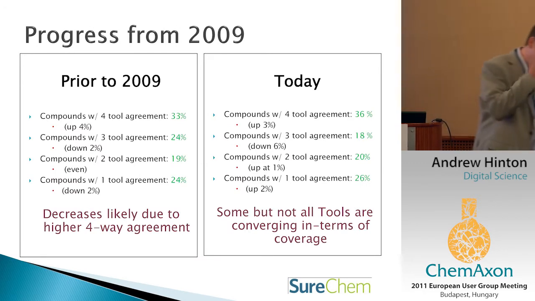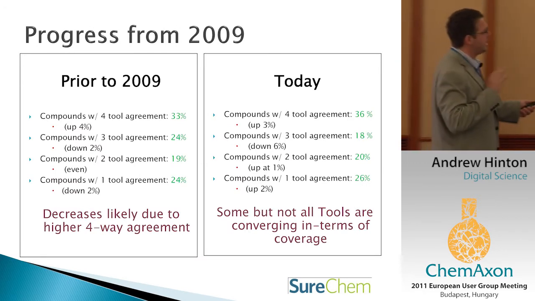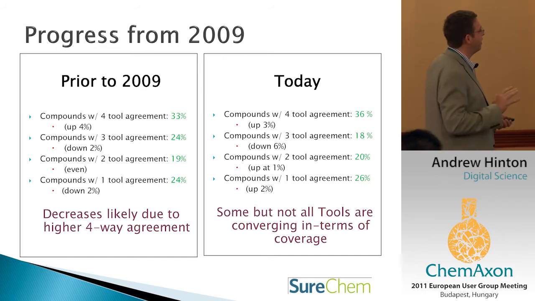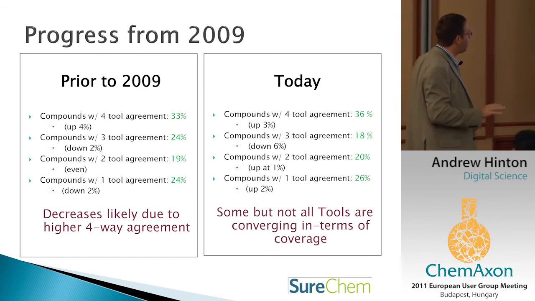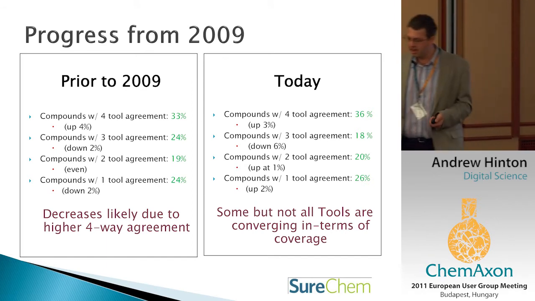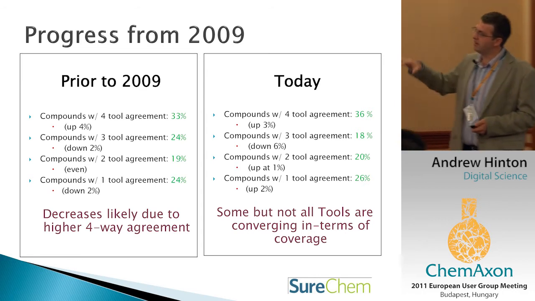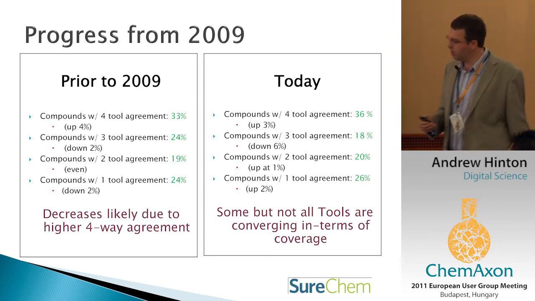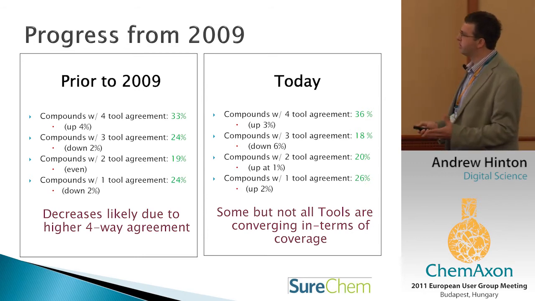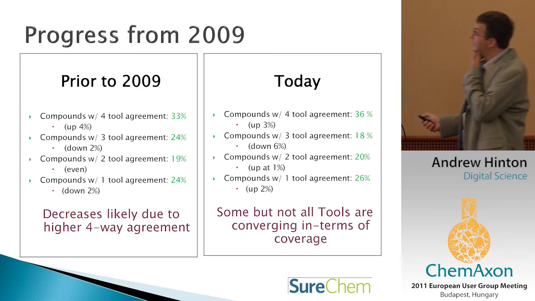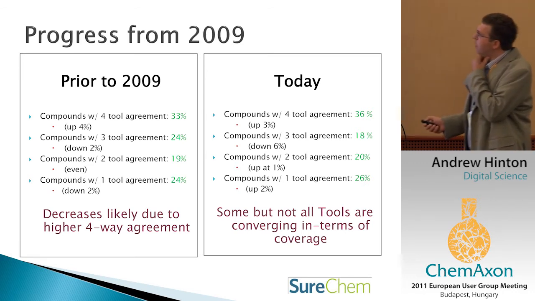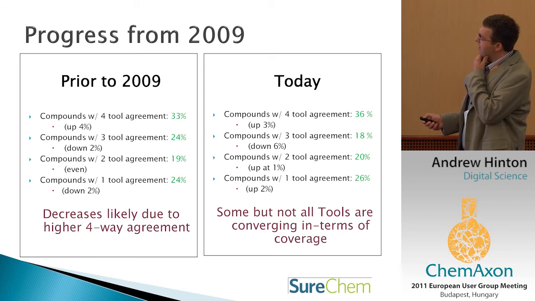So, in terms of a recap, our data sets were very, very different. We were talking about 900 documents in 2009. We're now talking about 20 million documents, and the structures that are perhaps more pharmaceutically relevant from those. We think that when we look at broad proportions, we can make some sort of statement comparing the 2009 analysis to today's analysis. We found that 33% of compounds were agreeing with 4 tools.